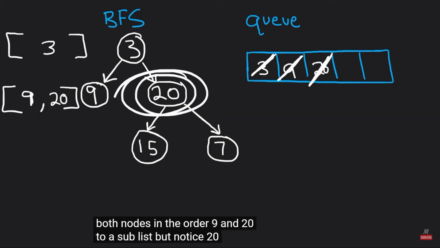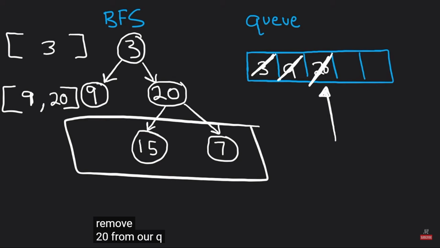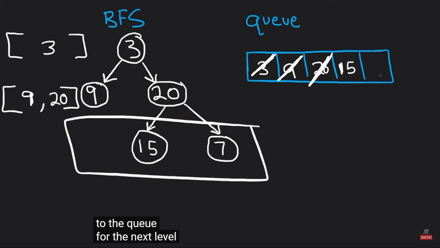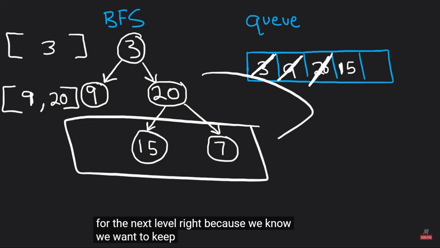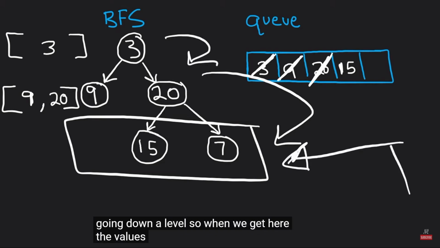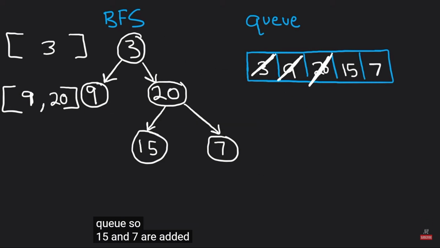But notice 20 had a couple children. It had 15 and 7. So as we remove 20 from our queue, we're adding its children to the queue for the next level, right? Because we know we want to keep going down a level. So when we get here, the values will already be added to our queue. So 15 and 7 are added to our queue.